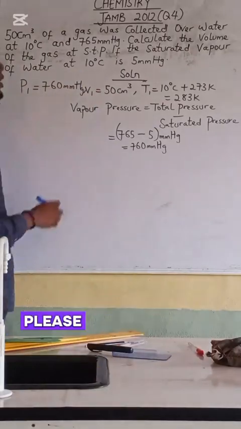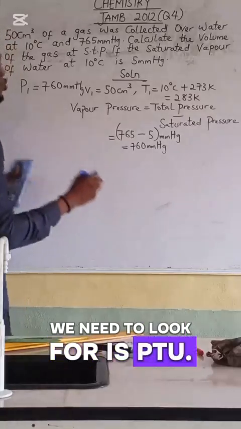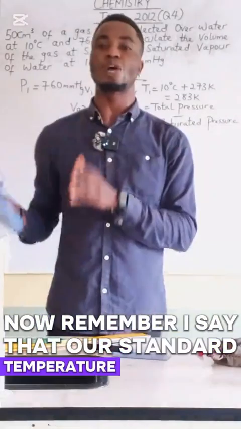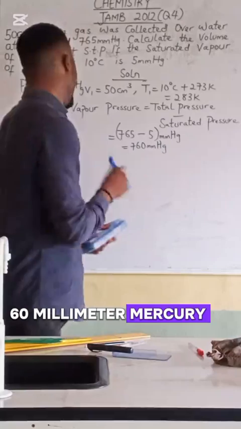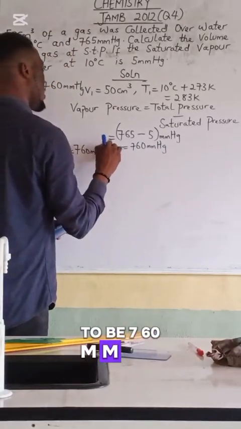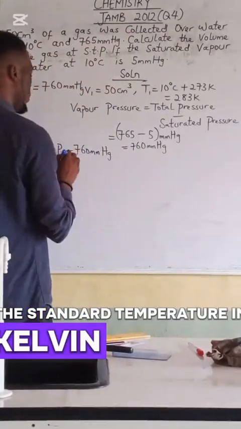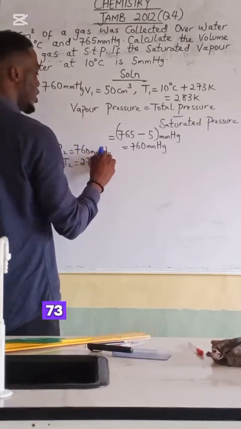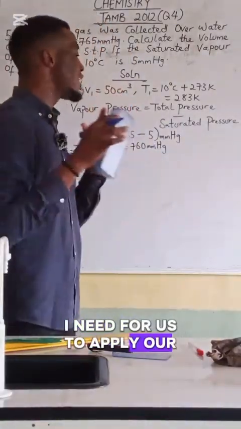Please take note. Now what we need to look for is P2. Remember, at standard temperature and pressure, the standard pressure is 760 mmHg, so P2 is 760 mmHg. The standard temperature in Kelvin, which is T2, is 273 Kelvin.